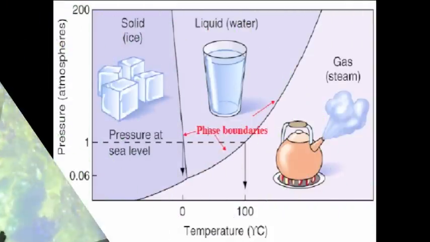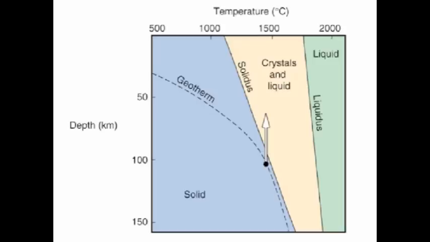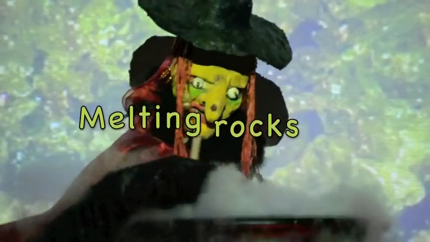Rocks come in three states, similar to phases of water going from solid ice to liquid water and gas steam. For rocks, these are solid, crystals and liquid, and liquid. Each phase is separated from one another by boundaries. At lower temperatures, the mantle rocks inside the cauldron are all in the solid state.